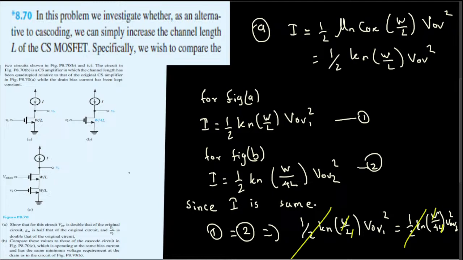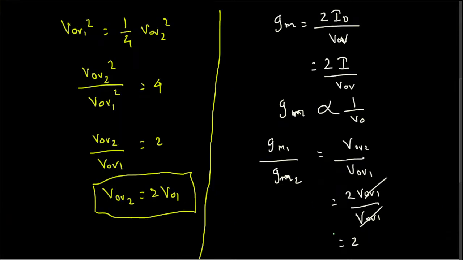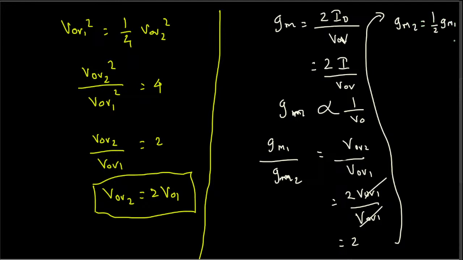Okay, and we want to see that gm is half of that original circuit, so we want to see the relation of that new circuit. We want to express it in terms of gm2. So if you rearrange this and write in terms of gm2, gm2 is going to be equal to 1 over 2 gm1. So you can see it's half of the original one.